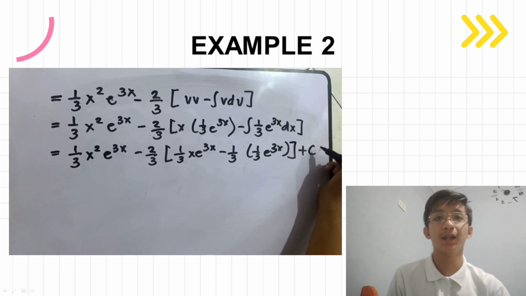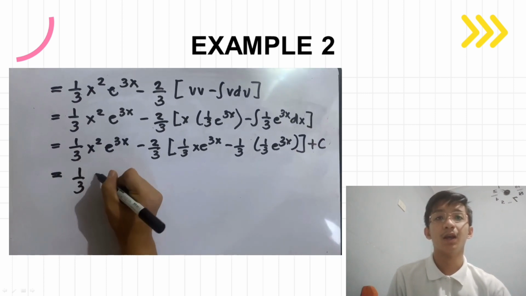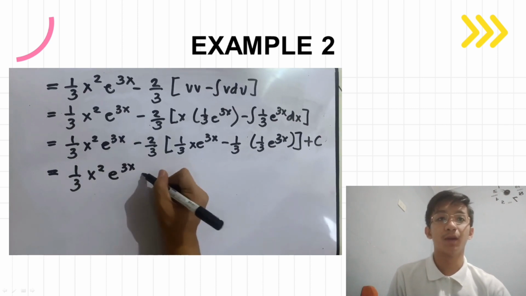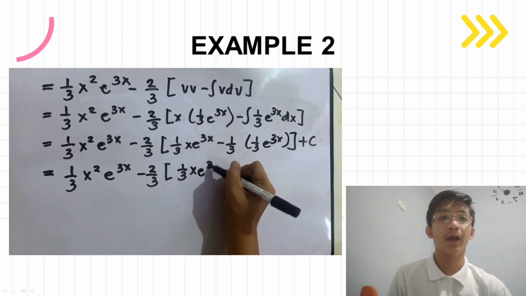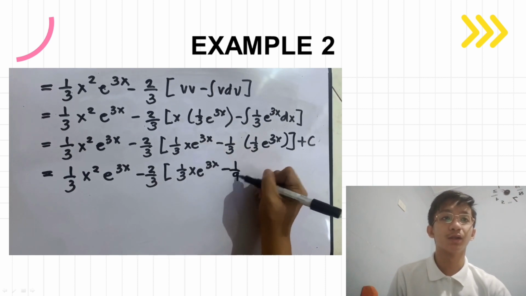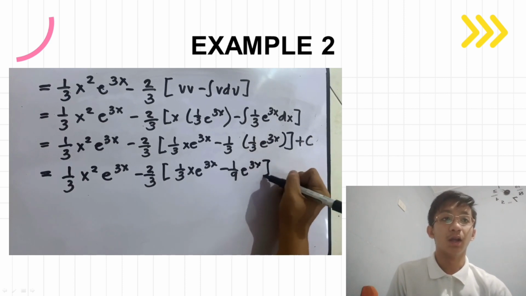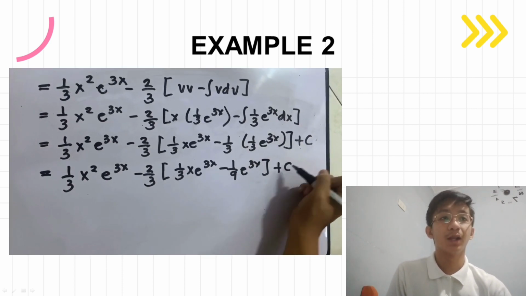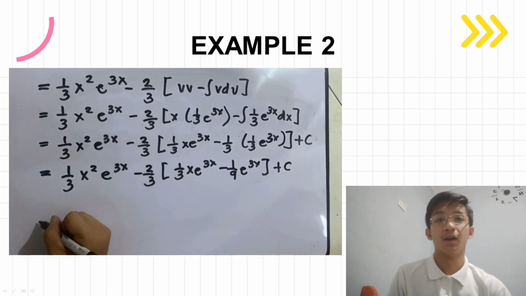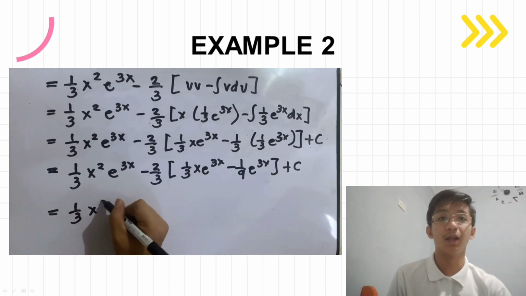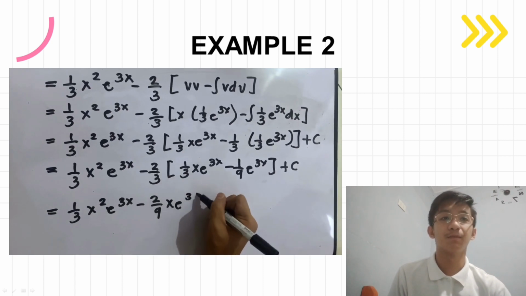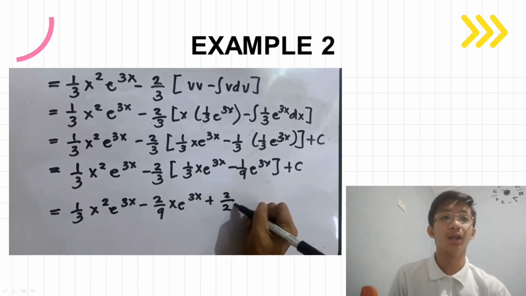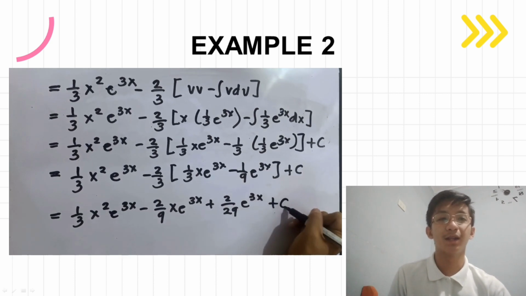And lastly, the final answer. 1/3 x squared e^(3x) minus 2/3 times 1/3 x e^(3x) minus 1/9 e^(3x). Don't forget the plus c. And lastly, the final answer: 1/3 x squared e^(3x) minus 2/9 x e^(3x) plus 2/27 e^(3x) plus c. That's our final answer.